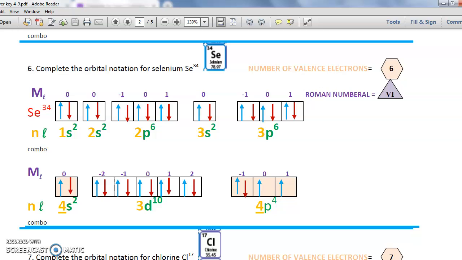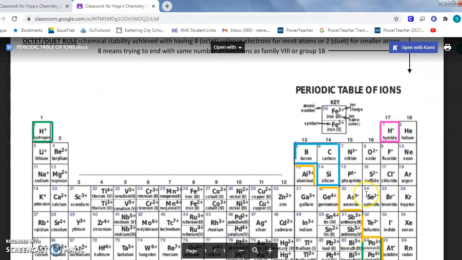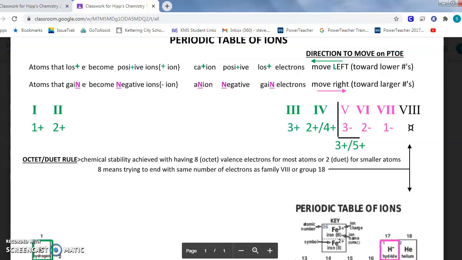What's the Roman numeral above selenium? I come down to the periodic table. There's selenium right here. I go up to the top. There it is, Roman 6. We're happy to see that.